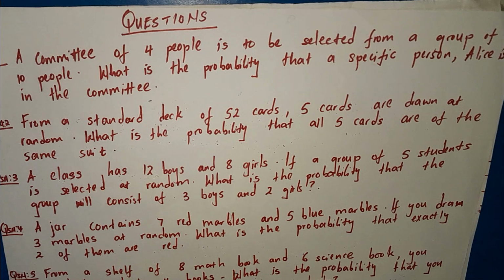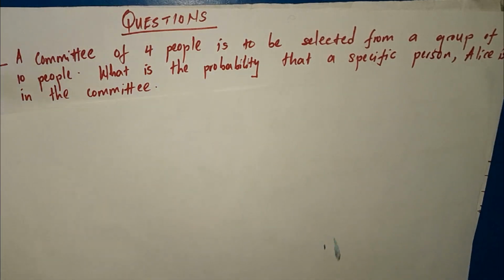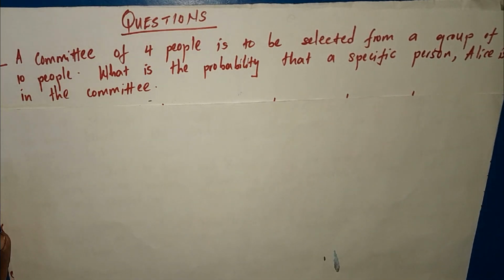In this video, we're going to talk about how to work out probability using the permutations and combinations which we were doing in the last video. Our first question says: a committee of 4 people is to be selected from a group of 10 people. What is the probability that a specific person, Alice, is in the committee? First, let us write the formula for probability.